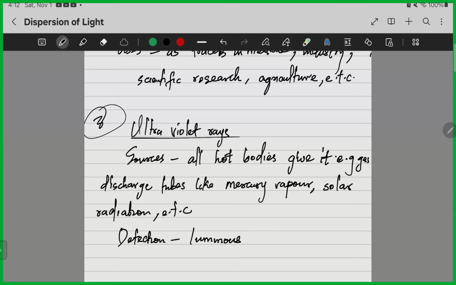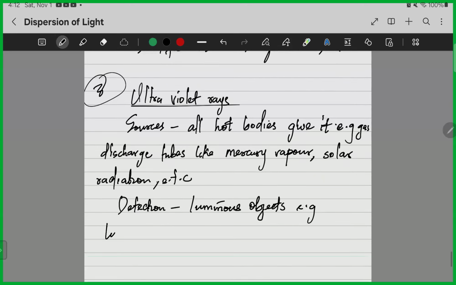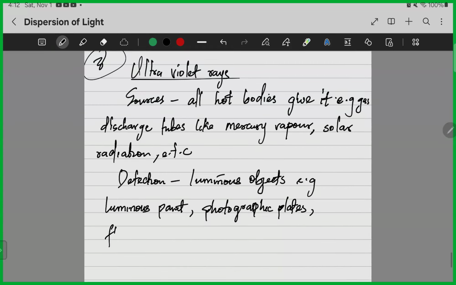So the detection, you detect it, luminous objects. So e.g., you use luminous paint and detect it. Any luminous object, most of the objects are luminous paint, photographic plate. I mean, most of these objects we mentioned right now. Photographic plate, fluorescence, photocells, skin.